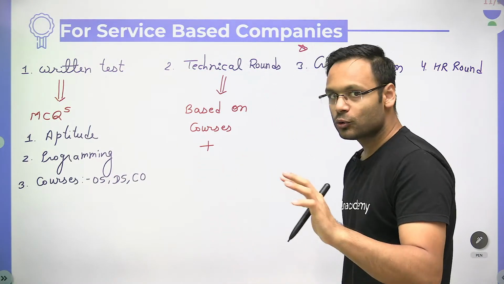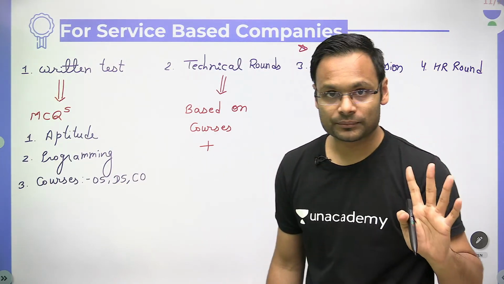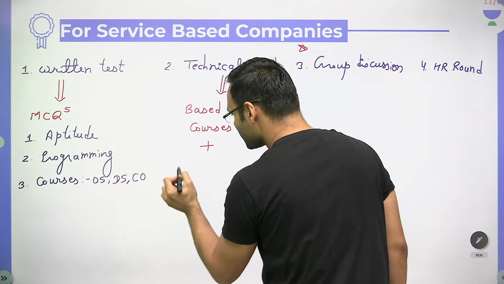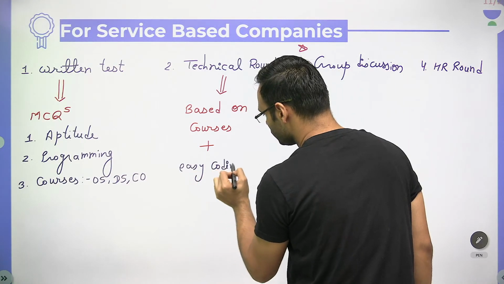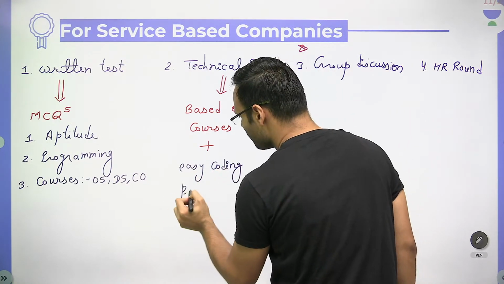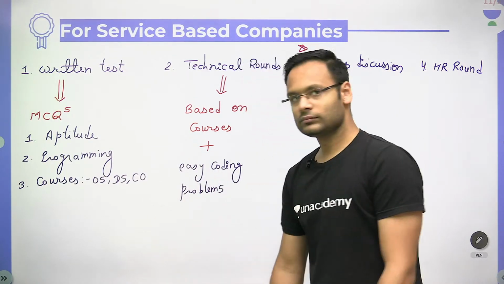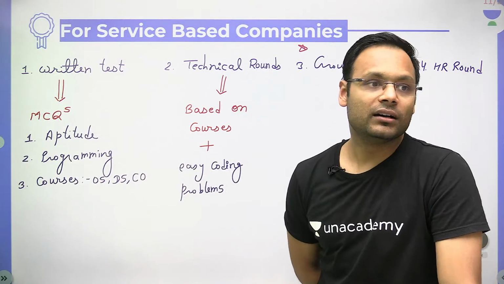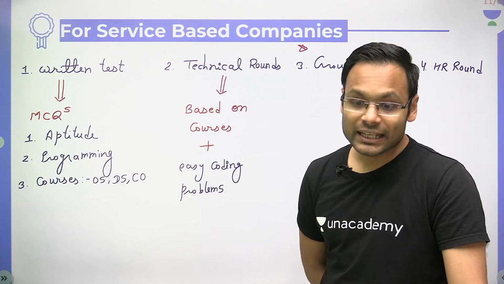Okay, so based on the courses only, technical rounds will be there, plus it might be possible that you have to write some small algorithms or pseudo code on paper. Sometimes they may ask easy coding problems. A very simple thing they may ask is: write binary search code. Or they may ask how to write the bubble sort algorithm. Write bubble sort. Or quick sort, write it.